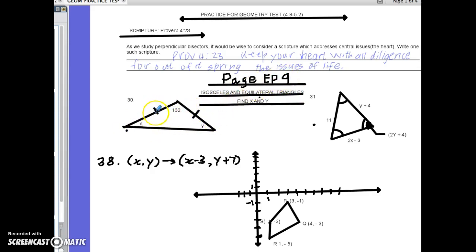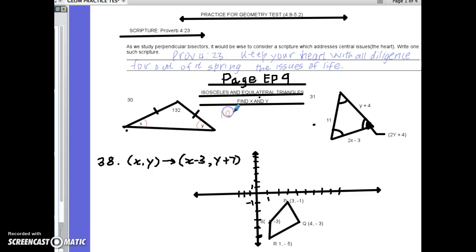As you look at this, you'll see two tick marks here, meaning that this is an isosceles triangle. As soon as you see that, a good idea is to mark the base angles as equal. In this one, they're asking us to find x and y, these two angles here. So these two angles are the same. You know the three angles add up to 180. So the thing to do is to say, okay, I've got one angle as 132 degrees.